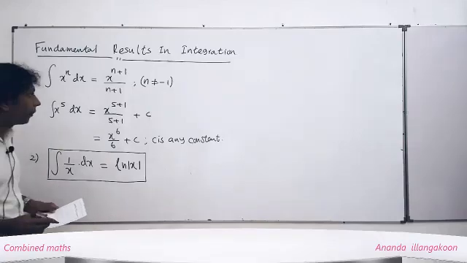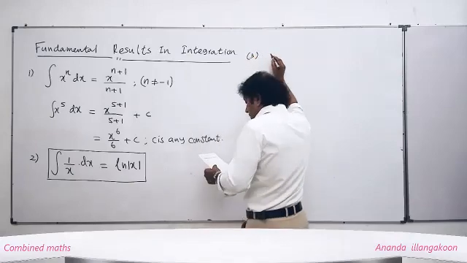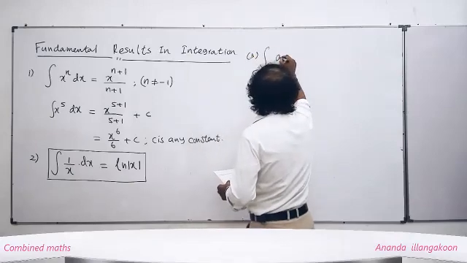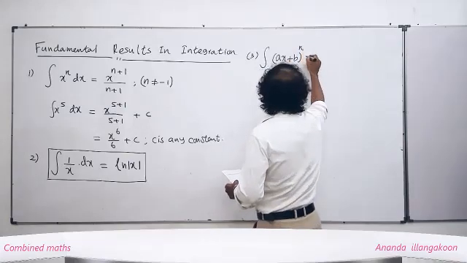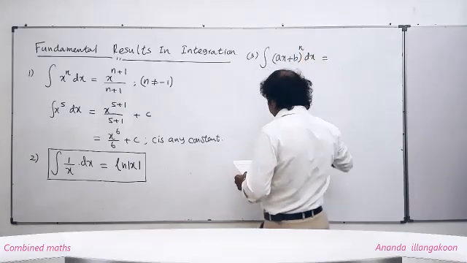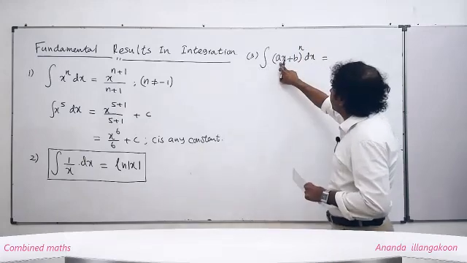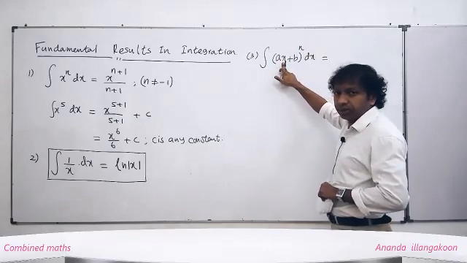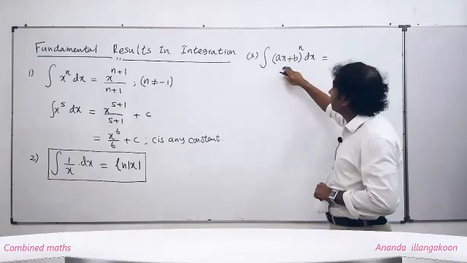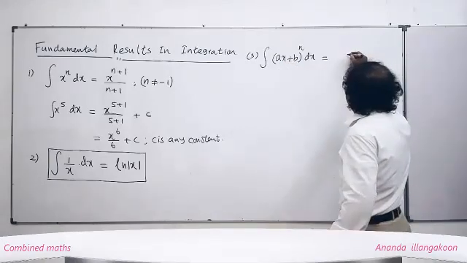Number 3, third one is this. Integration of ax plus b to the power n with respect to x. Here also n is not equal to minus 1. Within the bracket, what you have is a linear function in x. Linear function means first degree polynomial in x.